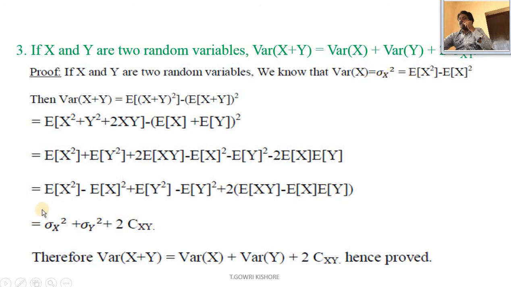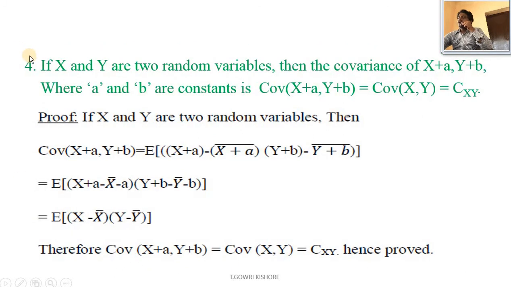Now this formula we are going to apply here. So this 2 I can write as sigma x squared, plus this 2 I can write as sigma y squared, plus 2 into Cxy. Therefore var of x plus y equal to var of x plus var of y plus 2 into Cxy, hence proved.